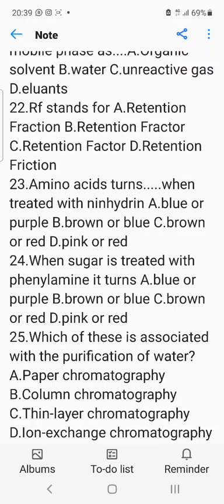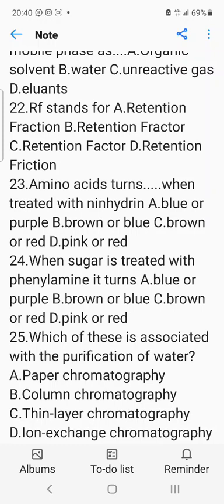Number 24. When sugar is treated with phenylamine, it turns dash. Is it blue or purple, brown or blue, brown or red, or pink or red? The answer is C, brown or red. It turns brown or red.